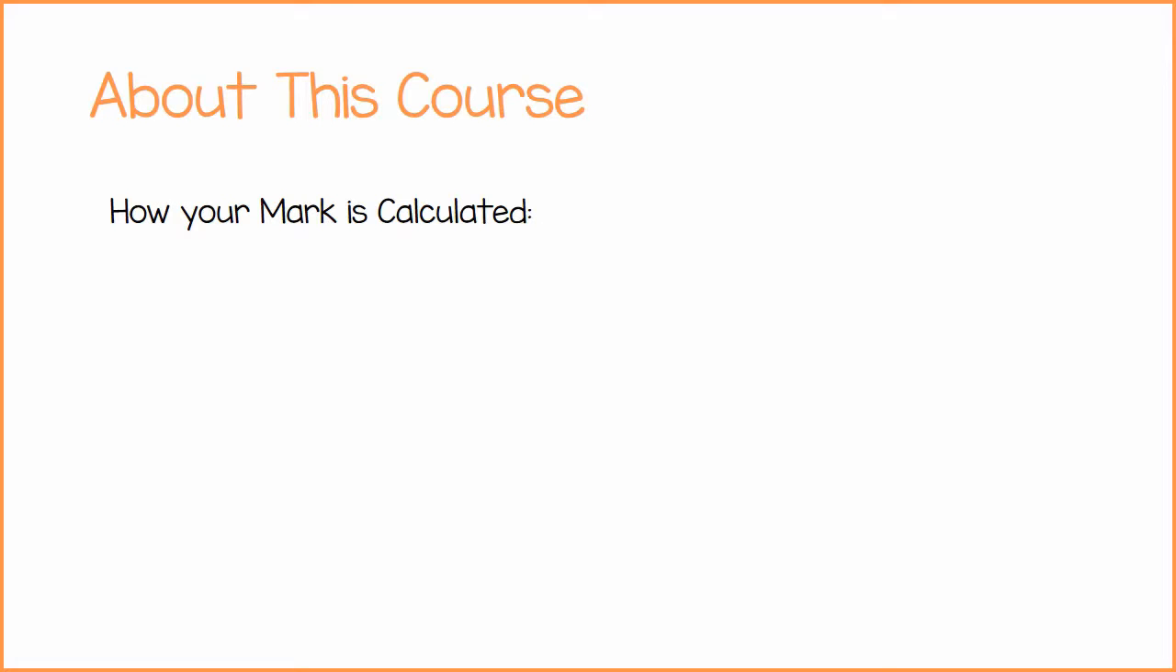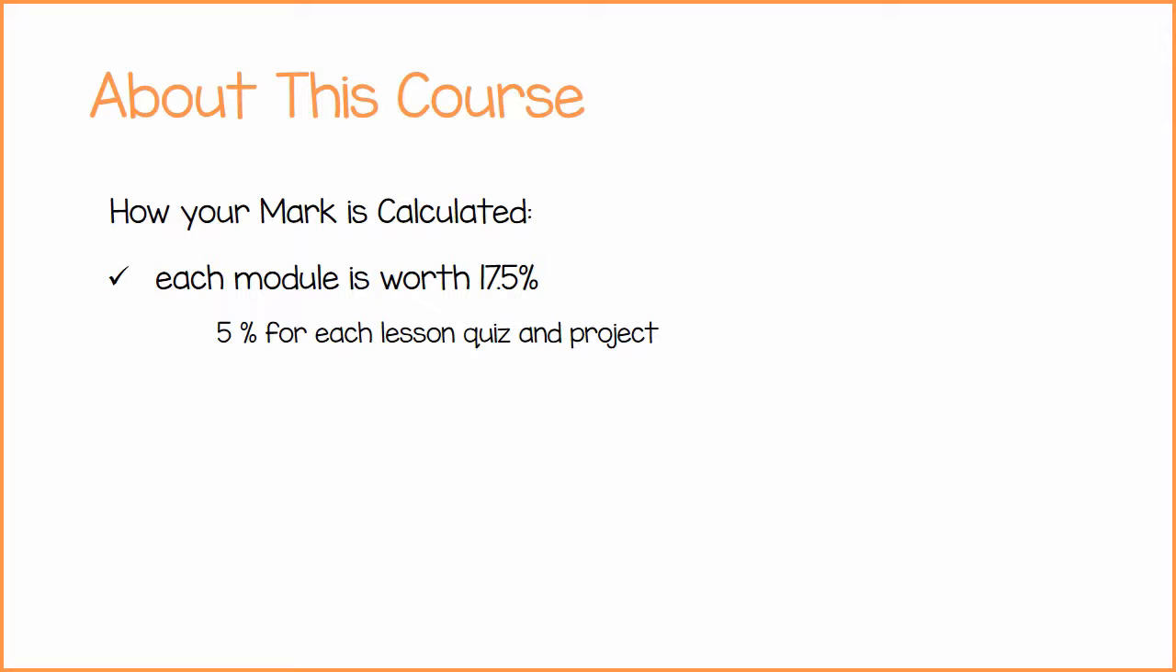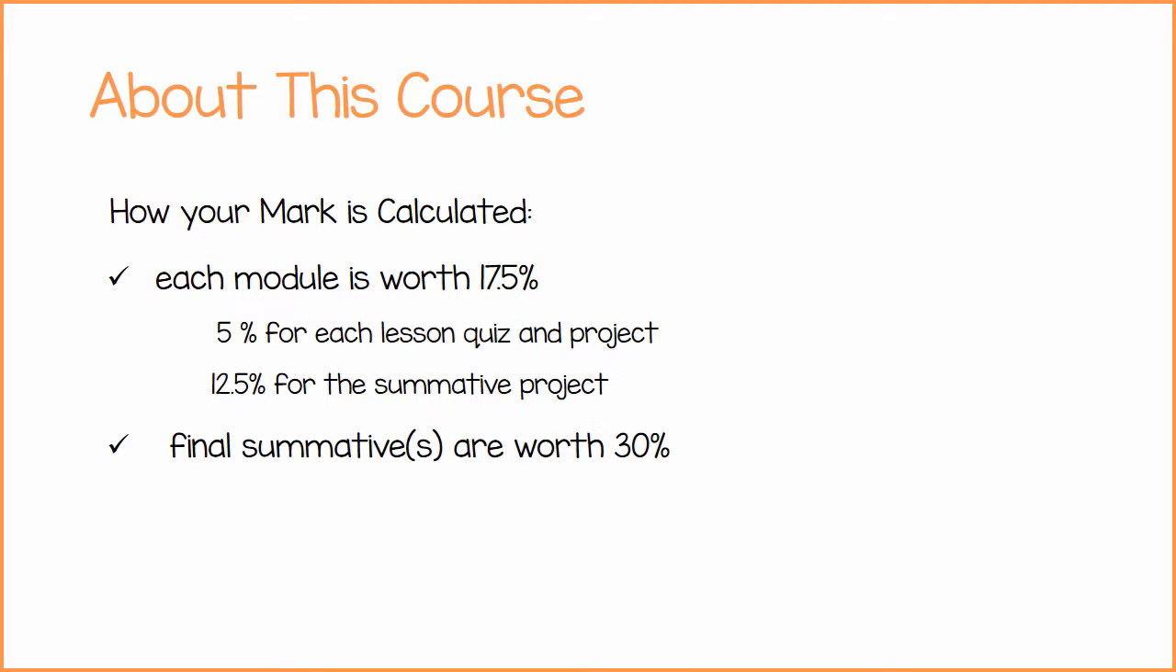How your mark is calculated. Each module is worth 17.5% of your final mark. 5% for each lesson quiz and project, 12.5% for the summative project. A final summative or summatives are worth 30%. These could include a final exam, a final project, or perhaps both.